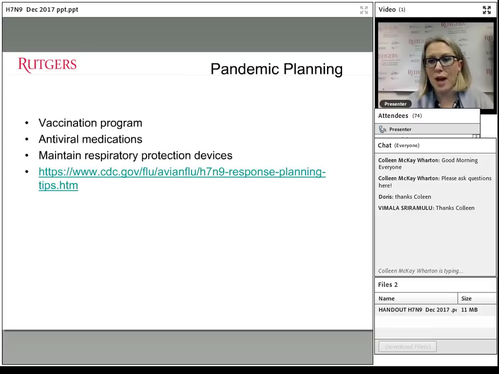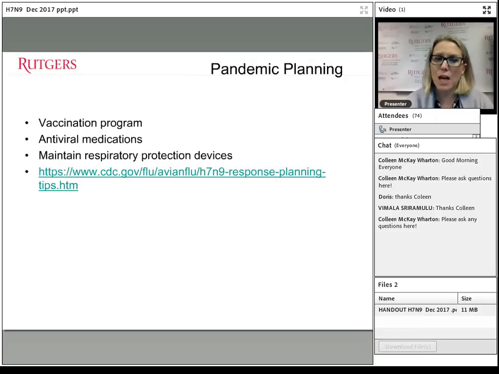It's also very important to have adequate antiviral medications on hand, and as opposed to the normal human viruses that we have, where we have a lot of different options of antivirals, we cannot use the neuraminidase inhibitors for avian influenza.